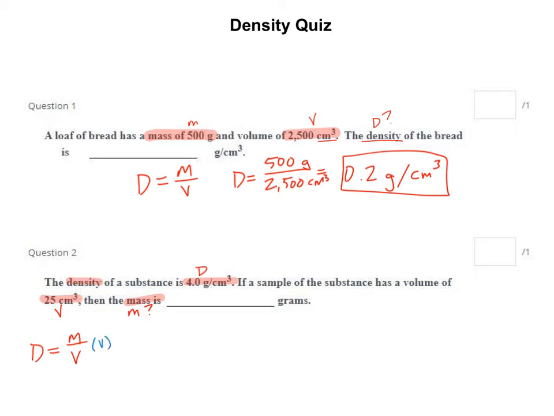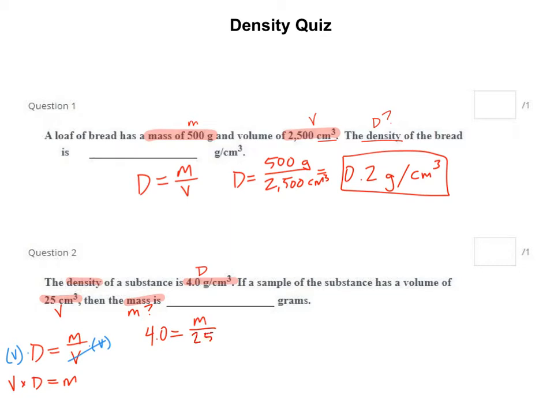So I'd multiply this side by V, and multiply this side by V, and on the right, my V's cancel. So that means that on the left, I get volume times density equals mass. So all I'd have to do is multiply my volume and my density. So I'm going to plug it into the equation like we normally do, where density is 4.0, mass is unknown, volume is 25.